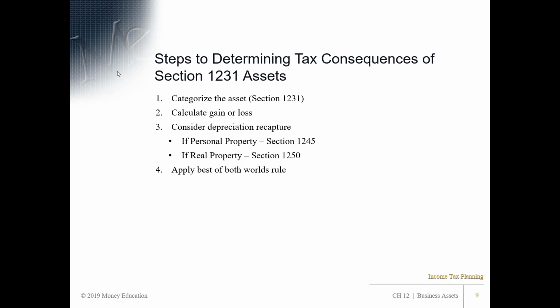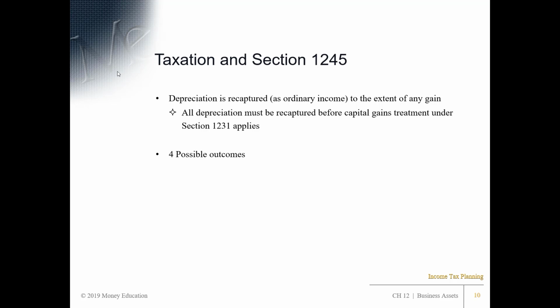So there are several steps to determining the tax consequences of Section 1231 assets. Step 1, categorize the asset as Section 1231. Step 2, calculate the gain or loss. Step 3, consider depreciation recapture. If it's personal property, Section 1245. If real, Section 1250. Apply the best of both worlds rule. So, depreciation is recaptured as ordinary to the extent of any gain. All depreciation must be recaptured before capital gain treatment under Section 1231.